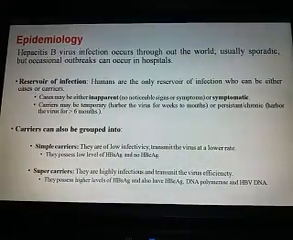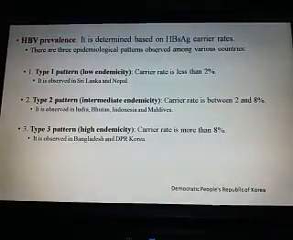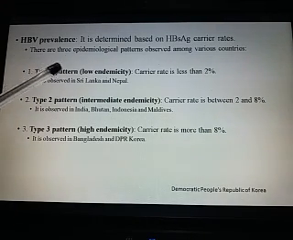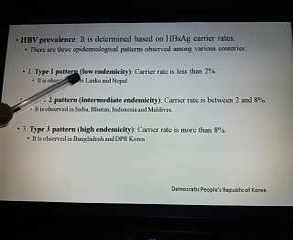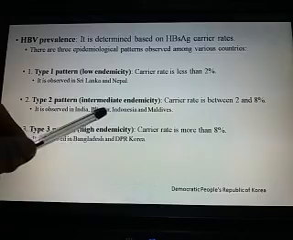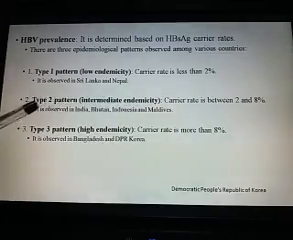Okay, moving to the next. Hepatitis B virus prevalence is determined based on the hepatitis B surface antigen carrier rates. Type 1 pattern is very common in Sri Lanka and Nepal. Type 2 in India, Bhutan, Indonesia, Maldives, and type 3 in Bangladesh and the Democratic People's Republic of Korea.